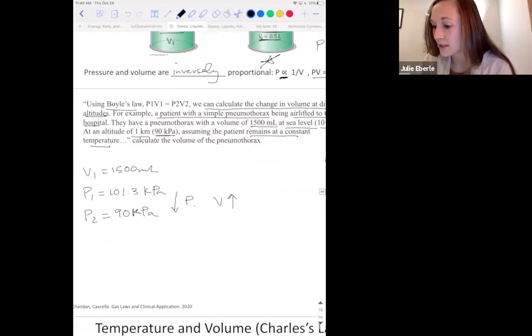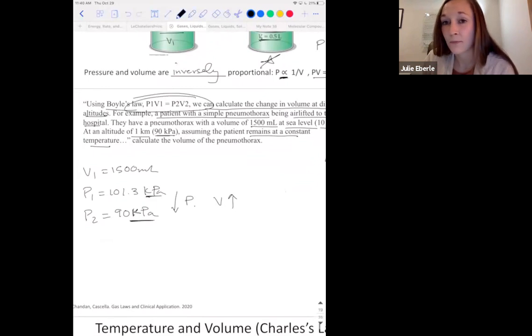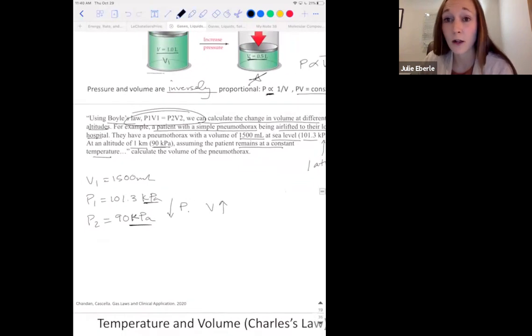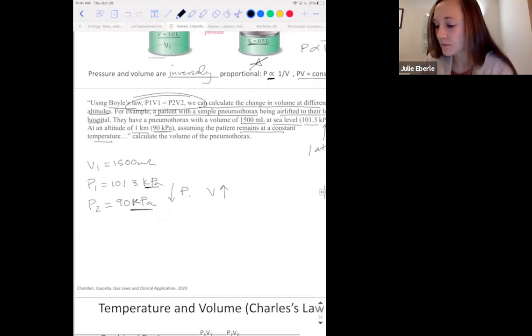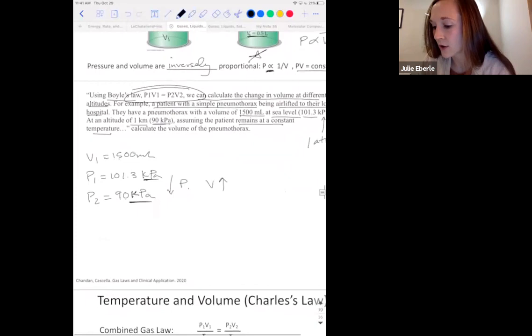So you're just going to simply take, here's our equation, P1 V1 equals P2 V2. Plug everything in. And what's critical here is that the units of pressure are the same. If your P2 was in units of ATM or PSI, you would need to convert it one way or the other so that your units of pressure are the same. P1 and P2 have to have the same units, as well as volume. But here we don't have to do any conversions, they're already the same.